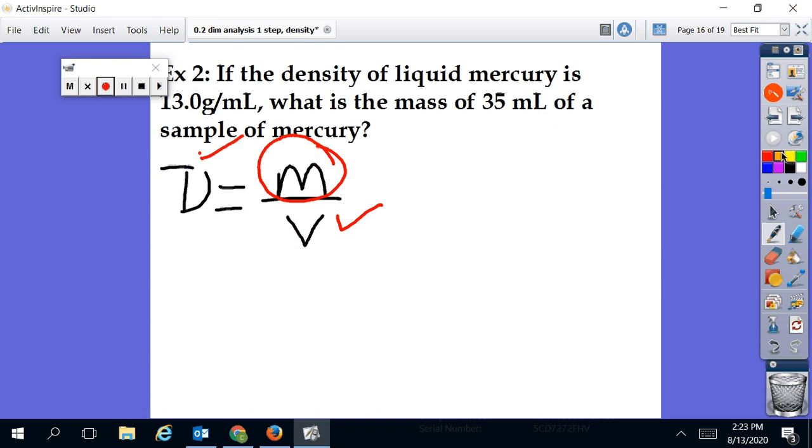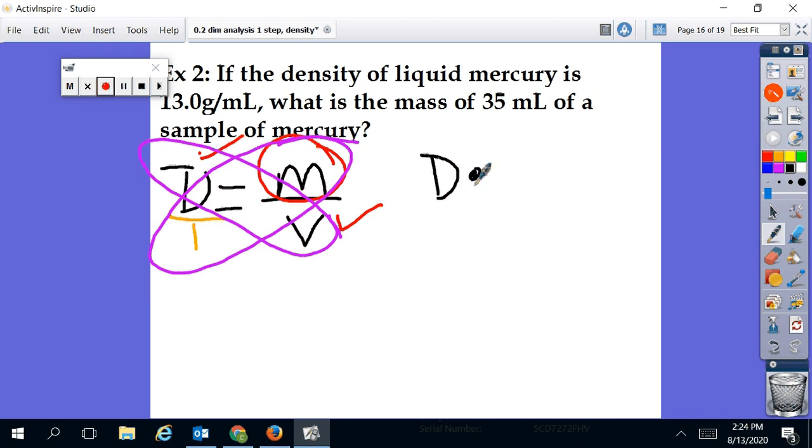So what I do in this case is I just put this over 1, and then I start cross multiplying. So what I end up with is density times volume equals mass. Okay, now I have mass by itself. And you'll watch and see the units work out as well.